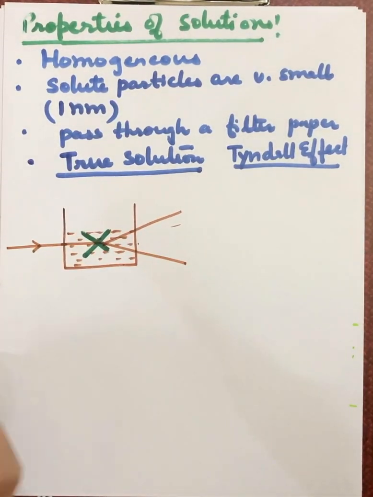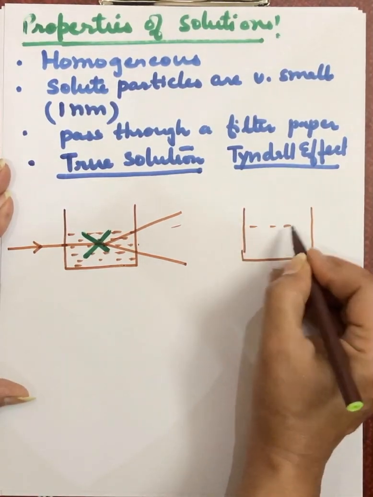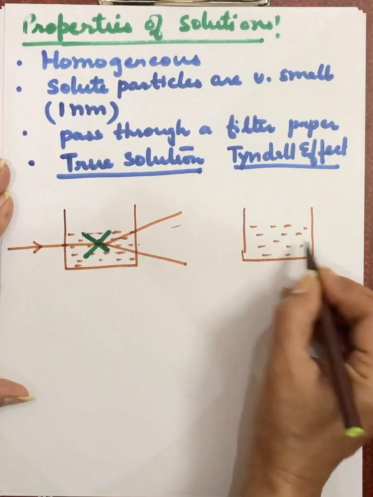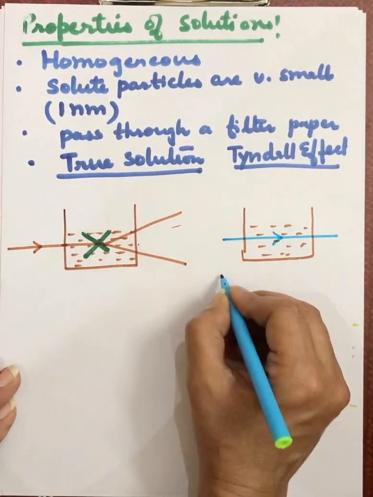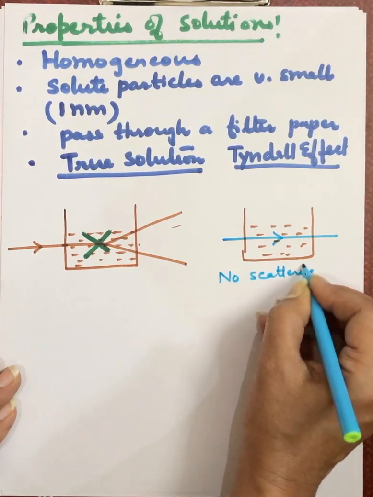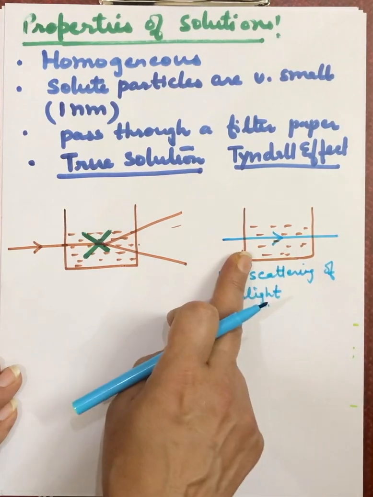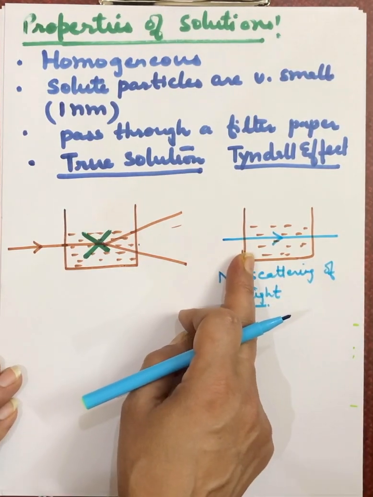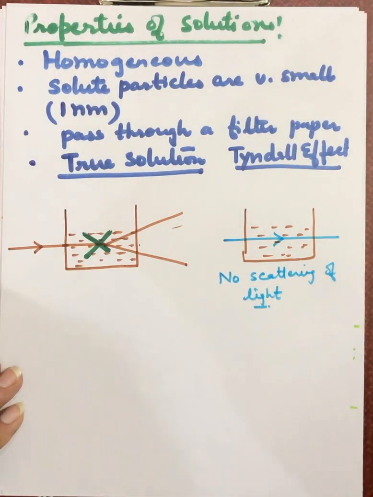In case of true solutions, when light is passed through the solution, it just passes straight. No scattering of light takes place. So if no scattering of light is there, that means the solution is a true solution. This is the characteristic of a true solution.